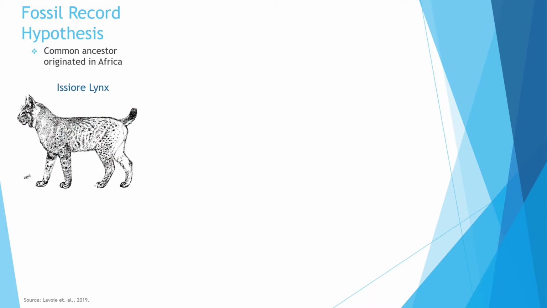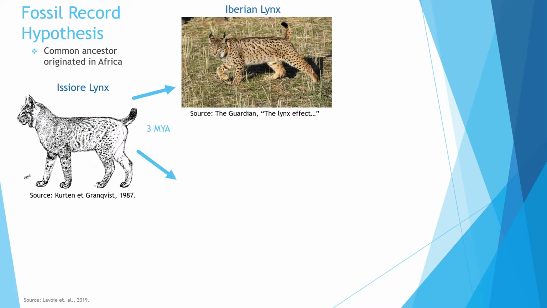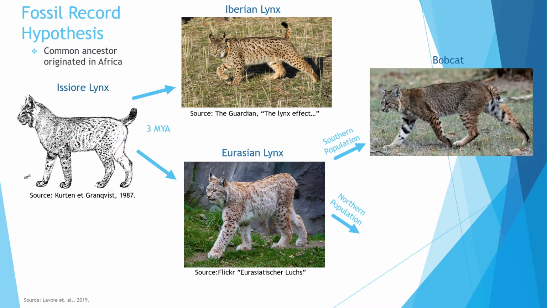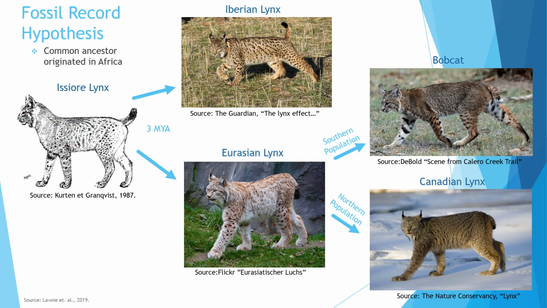The earliest common ancestor, the Eosaur lynx, originated in Africa. About 3 million years ago, this species branched off into two lineages which evolved into the Iberian lynx and the Eurasian lynx. The Eurasian lynx then migrated to North America via a land bridge 2.5 million years ago. Then it was split into two populations, one more southern and one more northern. The more southern population evolved into the bobcat, while the more northern population evolved into the Canadian lynx.